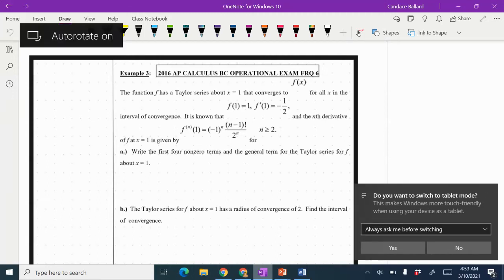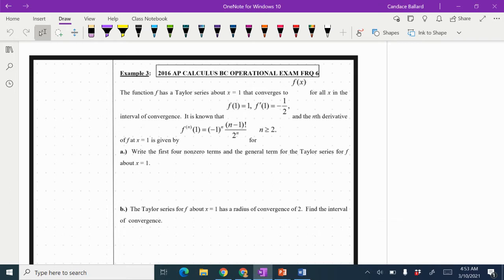In this video, we're going to start talking about example 3, which actually was an AP question in 2016. Looking at part A, it says function f is a Taylor series about x that converges to f of x for all x in the interval of convergence. It is known, so look at this, they gave us the first term, they gave us the derivative of f of 1, and then the nth derivative of f at x equals 1 is given by this. So they gave us all of that.